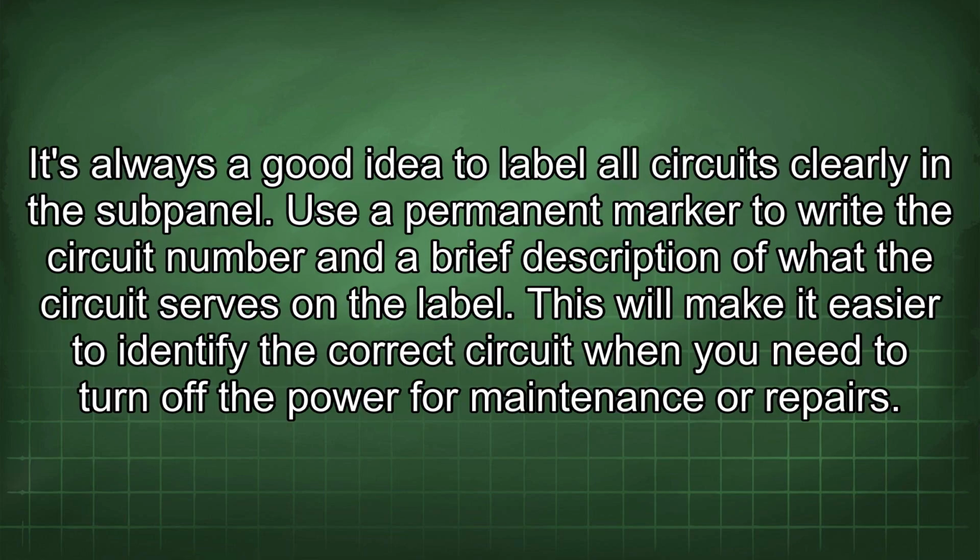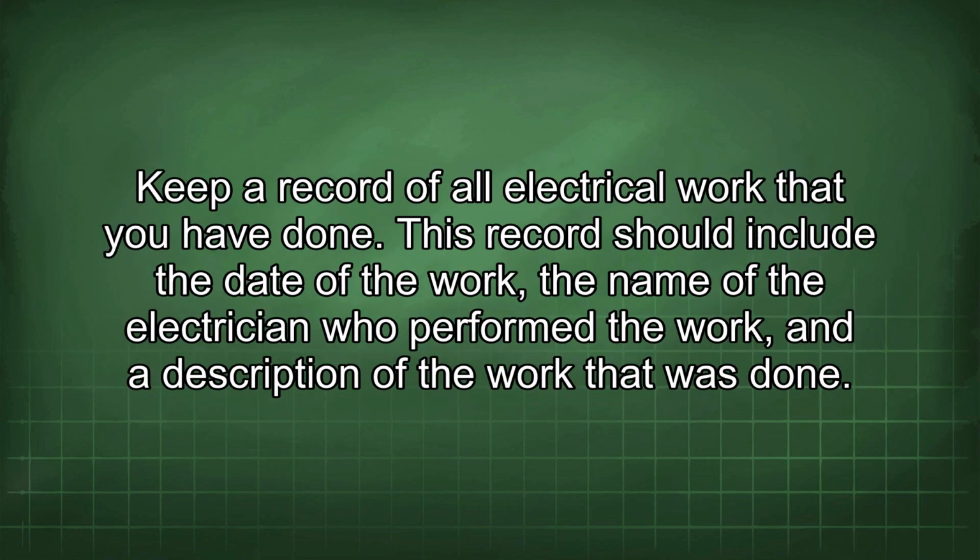It's always a good idea to label all circuits clearly in the subpanel. Use a permanent marker to write the circuit number and a brief description of what the circuit serves on the label. This will make it easier to identify the correct circuit when you need to turn off the power for maintenance or repairs. Keep a record of all electrical work that you have done.